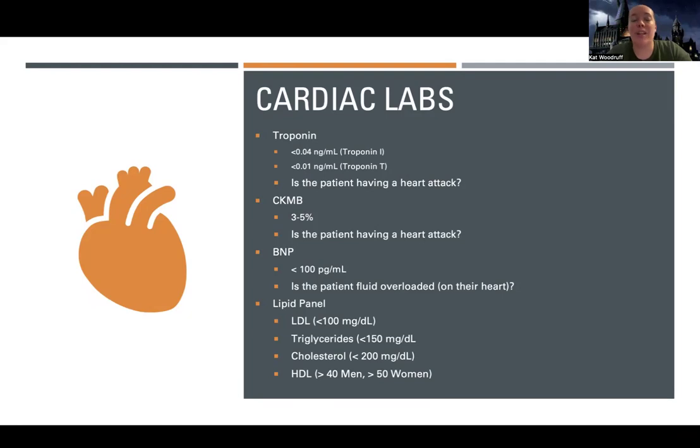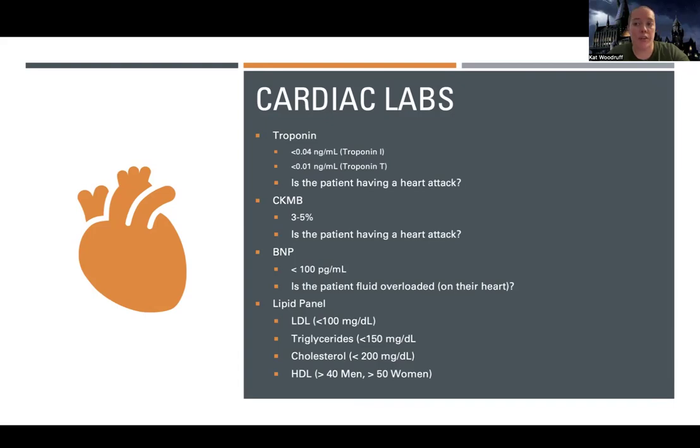So if these are elevated, this is showing signs that a patient's heart has been damaged. Now, if a patient just received CPR, if they have chest trauma, if there's any sort of damage to their physical heart, or they have really bad cardiac disease, this can also be elevated. It's just about trending that.